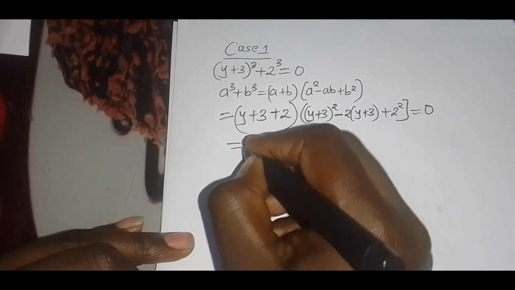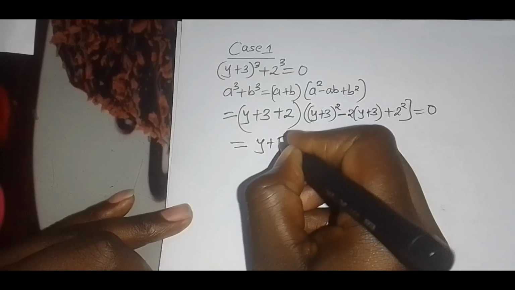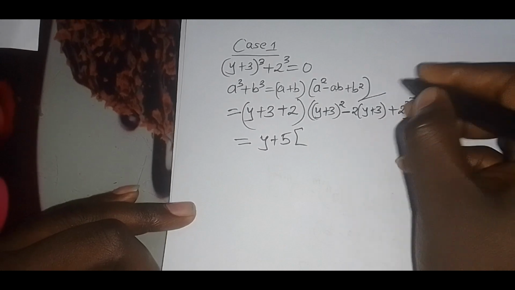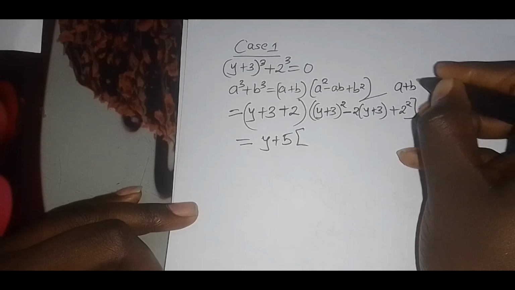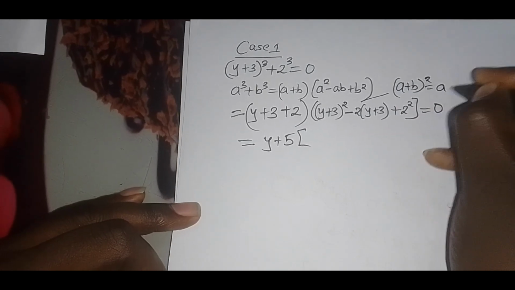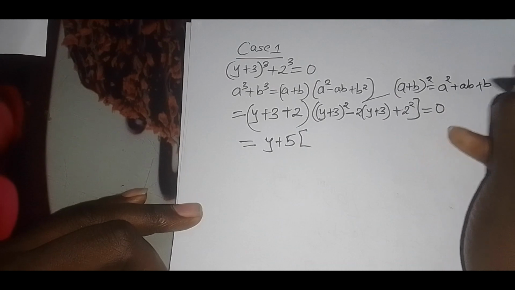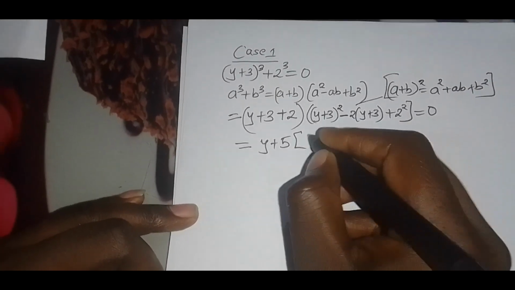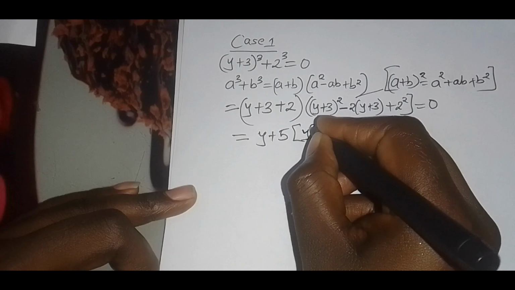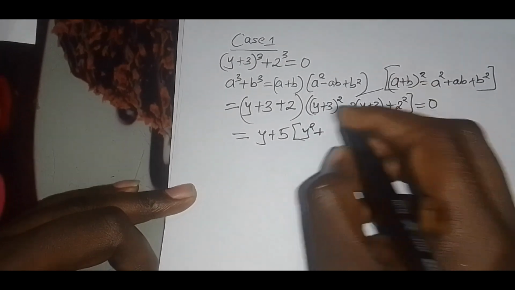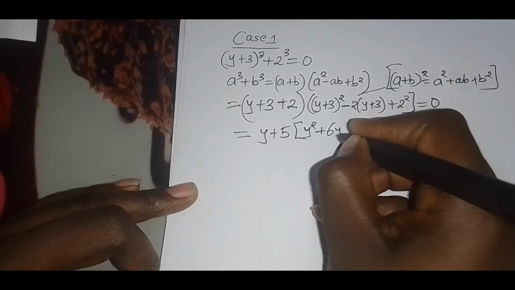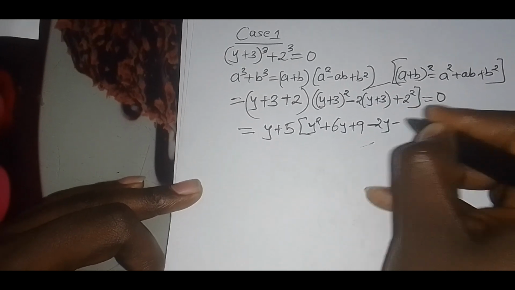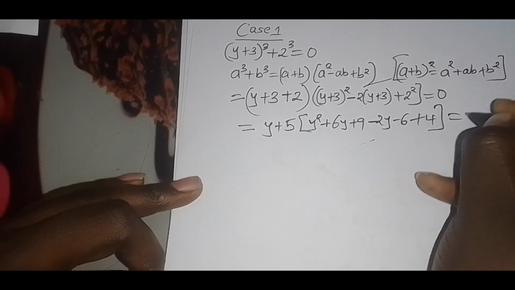So that we're going to have (y + 5) into the bracket. This is (y + 3) squared. We apply the algebraic identity that states that (a + b) squared is a squared plus 2ab plus b squared. So we apply this identity. In our case, you're going to have y squared plus 6y plus 9, minus 2y minus 6 plus 4. This is equal to 0.